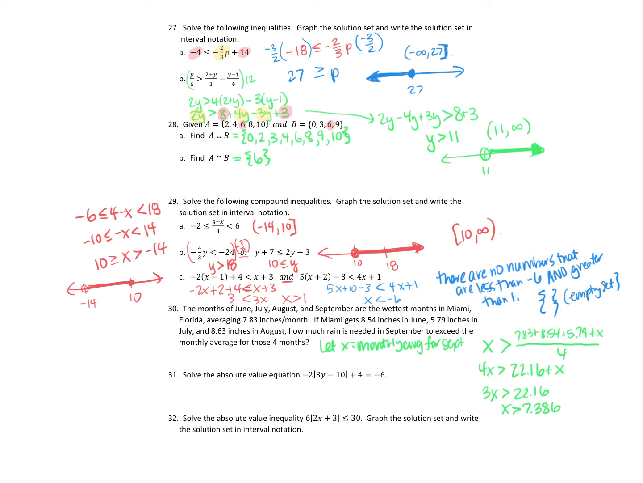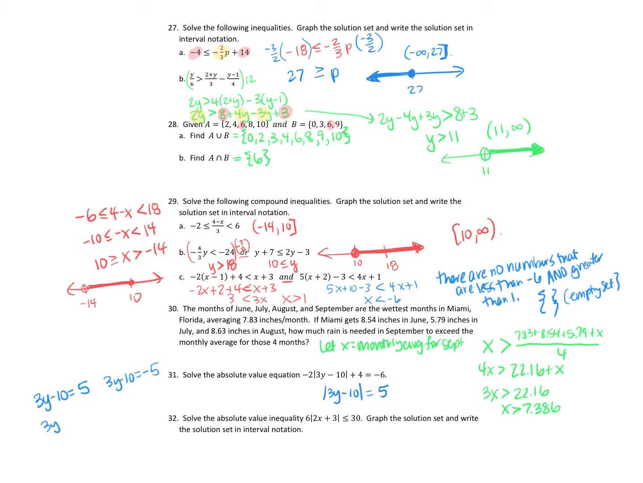Okay, so solve the absolute value equation. I can subtract the 4 over and divide by -2. So I get 3y minus 10. So -6 minus 4 is -10, and if I divide that by -2, I get 5. Okay, and so what this means is that either 3y minus 10 equals 5, or 3y minus 10 equals -5. So I can solve for both of those.